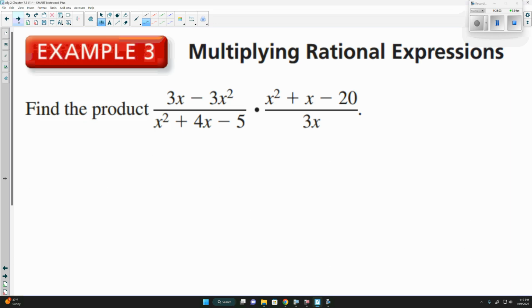So what we're going to start with tomorrow are these here. And really for these here, it's not too much different than what we've been doing. We just have to factor and then work it from there.